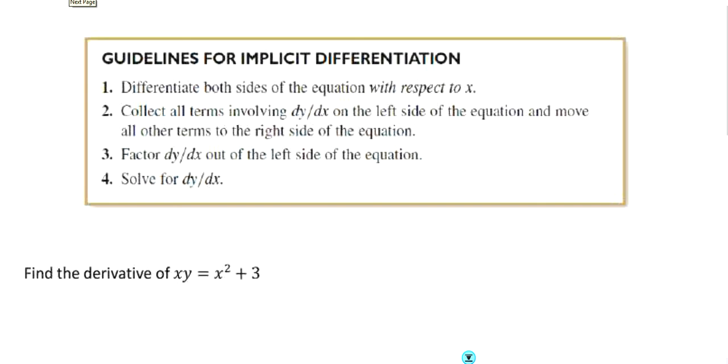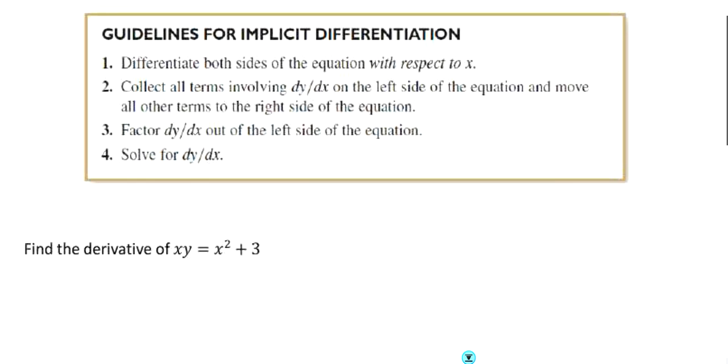So the guidelines for implicit differentiation: basically you differentiate both sides of the equation with respect to x, or whatever variable they're giving you. Collect all terms involving dy dx on the left side of the equation and move all the other terms to the right. So basically we're solving for dy over dx. We factor it out and we get dy over dx by itself, because again, what we're trying to find at the end is the derivative. And most of the time our derivative is like y prime or dy over dx or f prime of x. So when we do it implicitly, we actually solve for that differential, that dy over dx. Okay, and I'll show you what we mean.